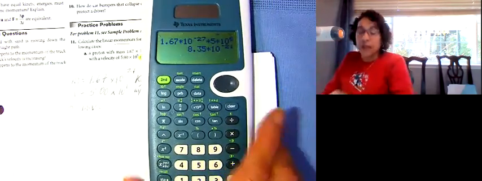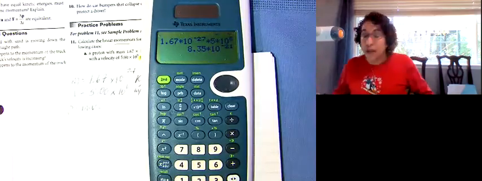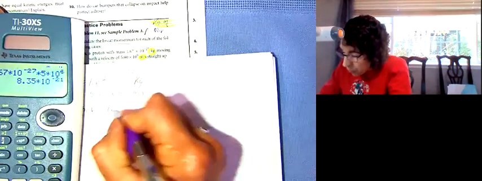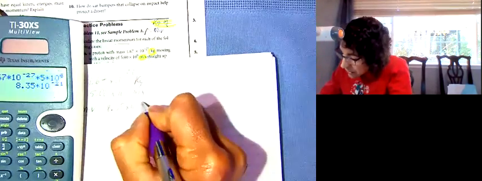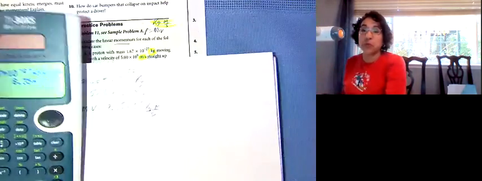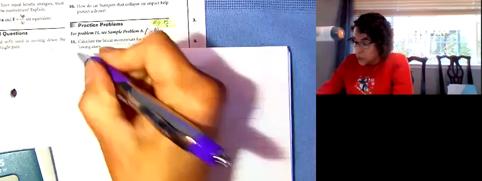8.35 times 10 to the negative 21. All right, so remember, you always have to include units, otherwise you don't get full credit. 8.35 times 10 to the negative 21, and your units would just be kilogram meters per second. Okay, so there's our first one. Let's do our second one.